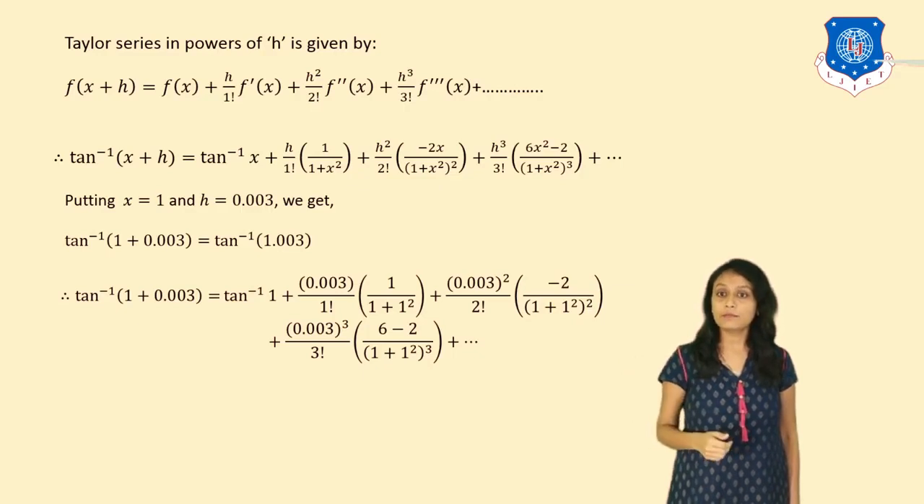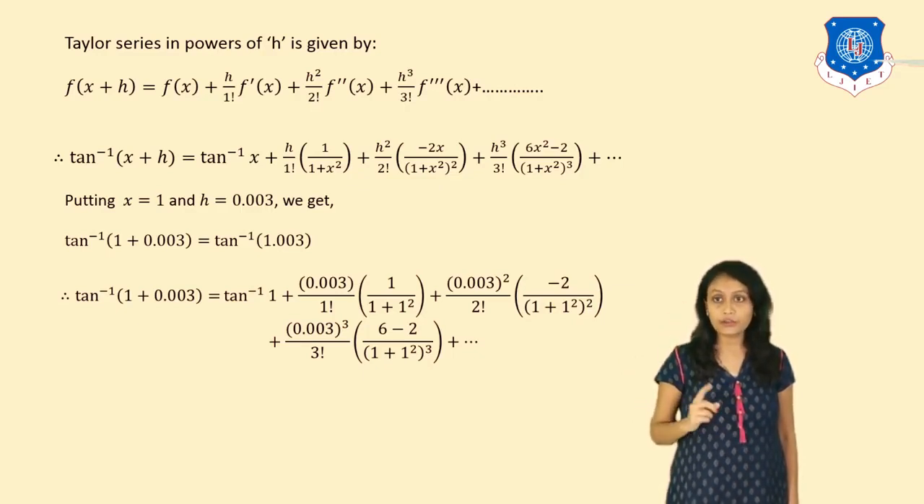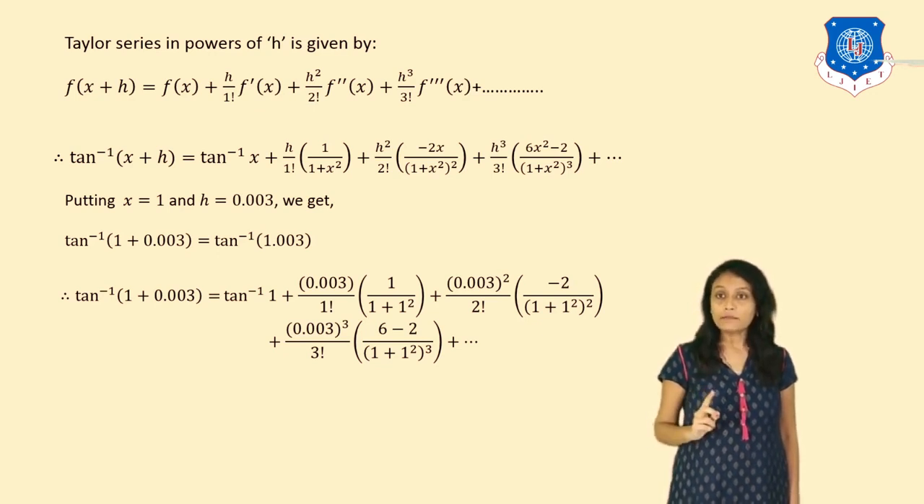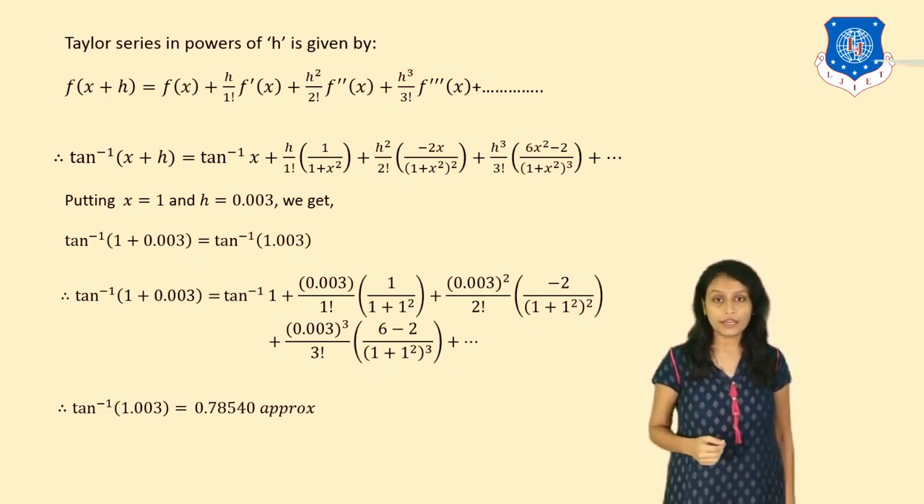Right, so tan inverse 1.003 equals what? Everywhere on the right hand side you have to substitute 1 in place of x and 0.003 in place of h, and just do the calculation to get the answer, that is 0.78540, which is the approximate answer of tan inverse 1.003. One thing you have to keep in mind is that your calculator should be in radian mode.